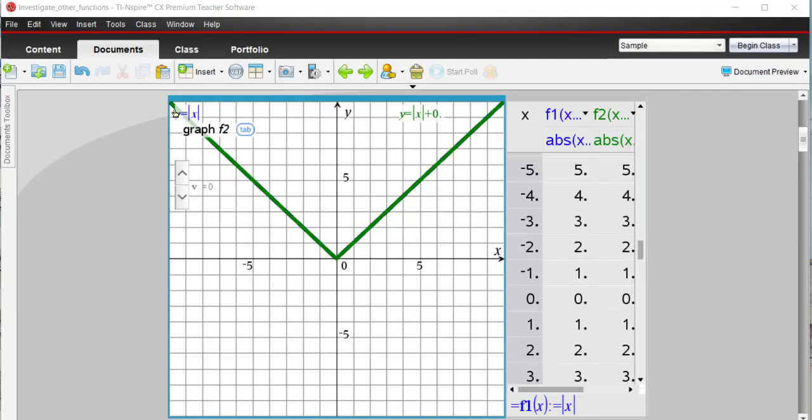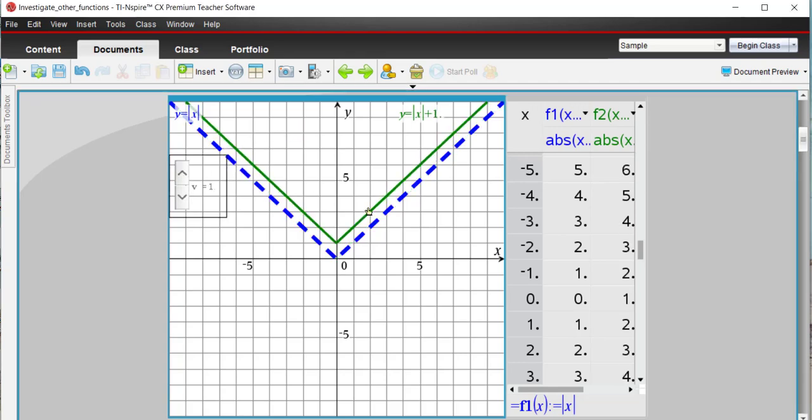So here we have the graph of y equals absolute value of x in blue, y equals the absolute value of x plus some constant in green. This is the table for blue values, table for green, and this is the slider that will change the value for the constant. So I'm going to increase v to 1. Look at what happened to the graph and what happened in the table.